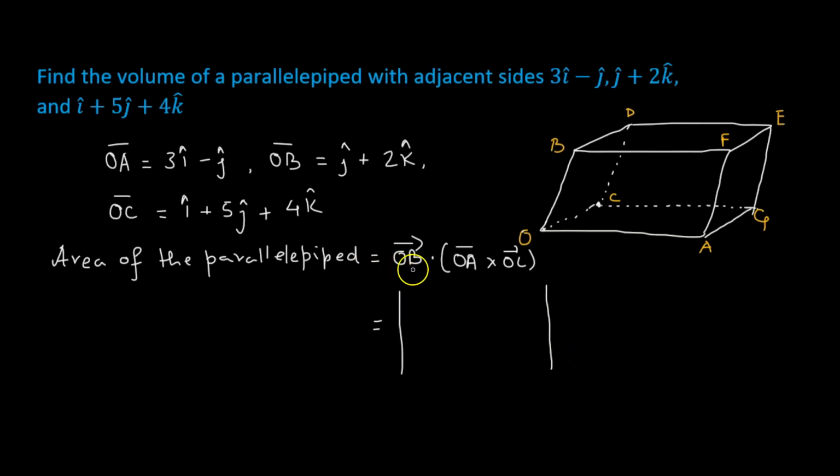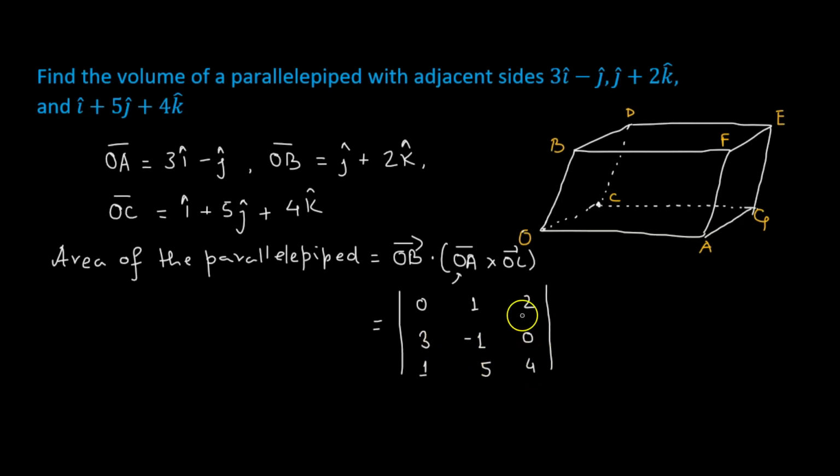Then the first row will have the components of OB vector, so that's simply 0, 1, 2. The i cap component is 0 because we do not have it here. In the second row, we have the components of OA vector, so that will be simply 3, negative 1. We don't have the k cap component, so that's 0. And finally, we have the components of OC vector, so that will be 1, 5, and 4.